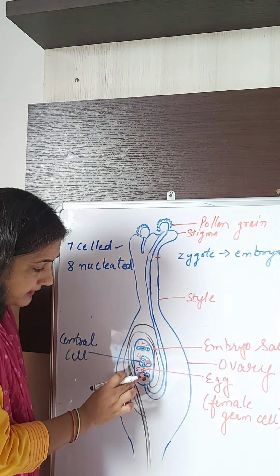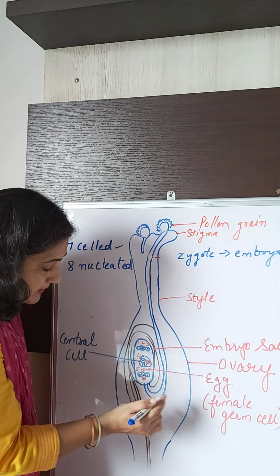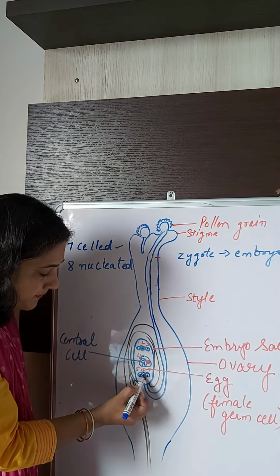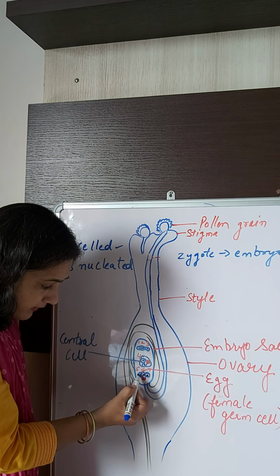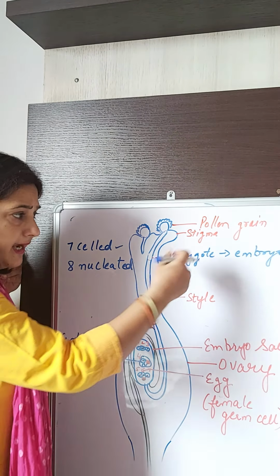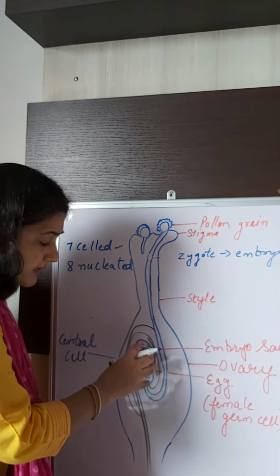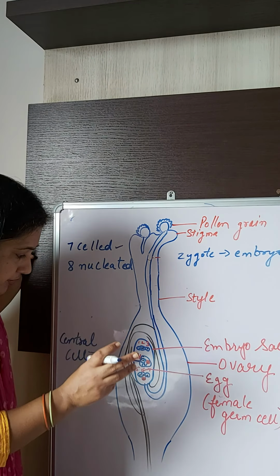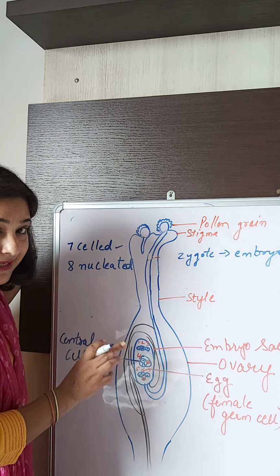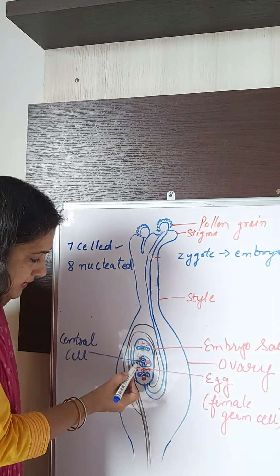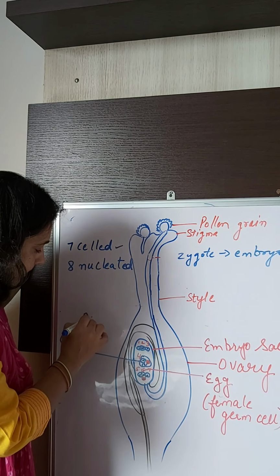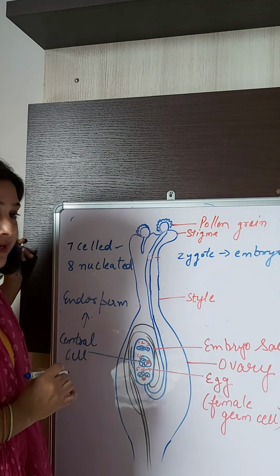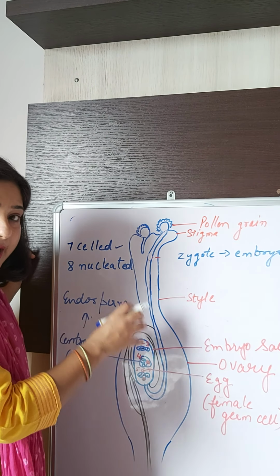Here I am marking 6, that is the egg or the female germ cell. One male gamete, which I have marked here with the red dot, fuses with this 6th cell, and zygote formation and embryo formation occur. But this embryo needs nutrition, and the nutrition will come from the central cell. How? The second male gamete fuses with the central cell and helps in the formation of endosperm. Endosperm is formed, which gives nutrition to the growing embryo.